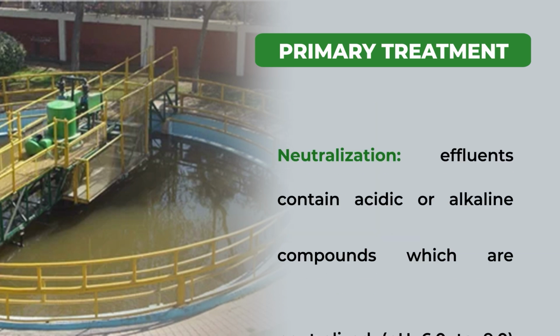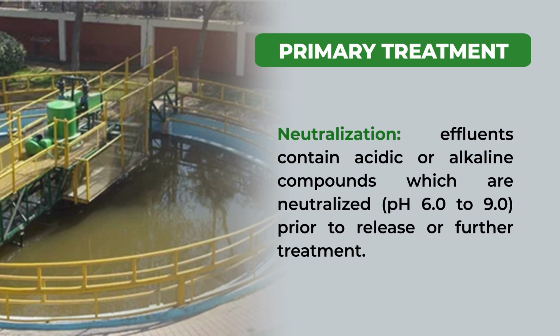The next method is neutralization, a chemical method of treatment at the primary treatment level. You know that effluents contain acidic or alkaline compounds. For example, from the vinegar production area and fruit juice production area, the effluent can contain acidic components, and some effluents can also have alkaline components. So, the pH of the wastewater can vary from pH 6 to 9.